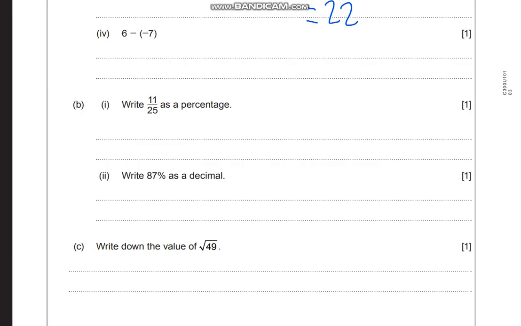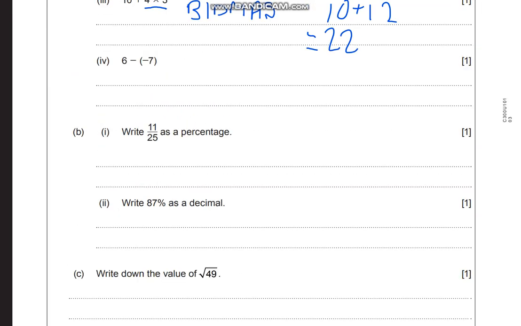Moving slightly further down, we have 6 minus negative 7. Now we have here a double negative, so this double negative turns to a positive. So we have 6 plus 7. 6 plus 7 is 13. And that is the answer to our question.